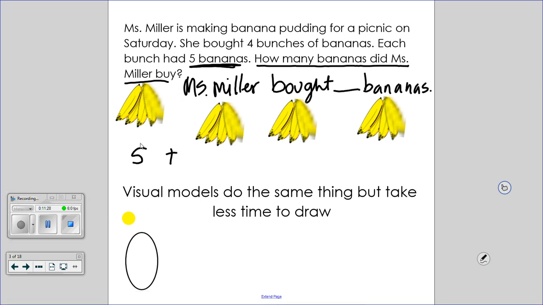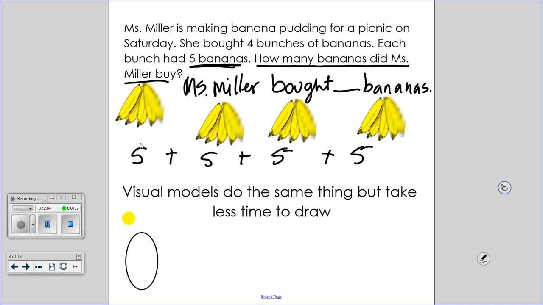Plus, how many are in my next bunch? Emily? 5. How many are in my next bunch, Naviana? 5. How many are in my last bunch, Sabrina? 5. That looks very familiar to me. What does that look like to you? Elliot, what does that look like to you? It does look like skip counting.